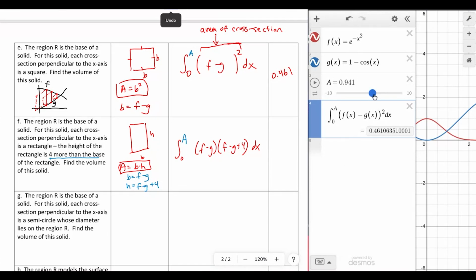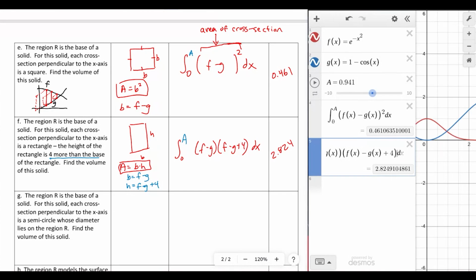Okay, well, let's type that in. So we have f minus g, instead of being squared here, we're going to multiply by f minus g plus 4. And we get about 2.824. Any questions about that one?